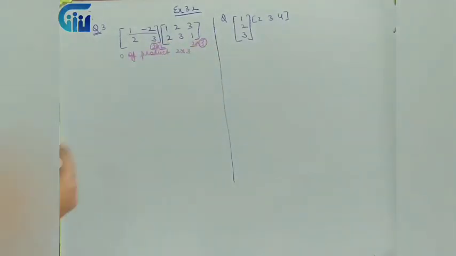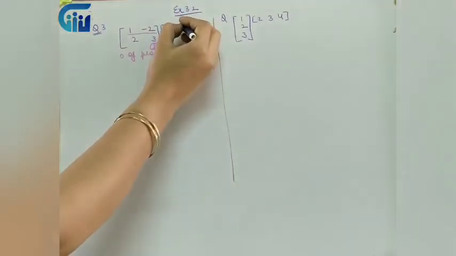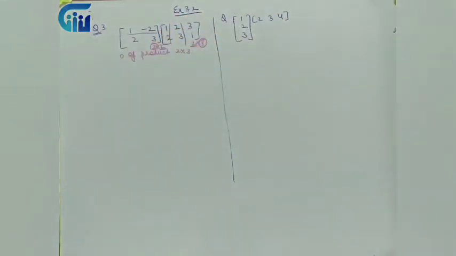Right? Now how do we multiply? We will multiply row with column. First row with first column, then first row with second column, then first row with third column. So I have made it different using different colors so that you can understand.